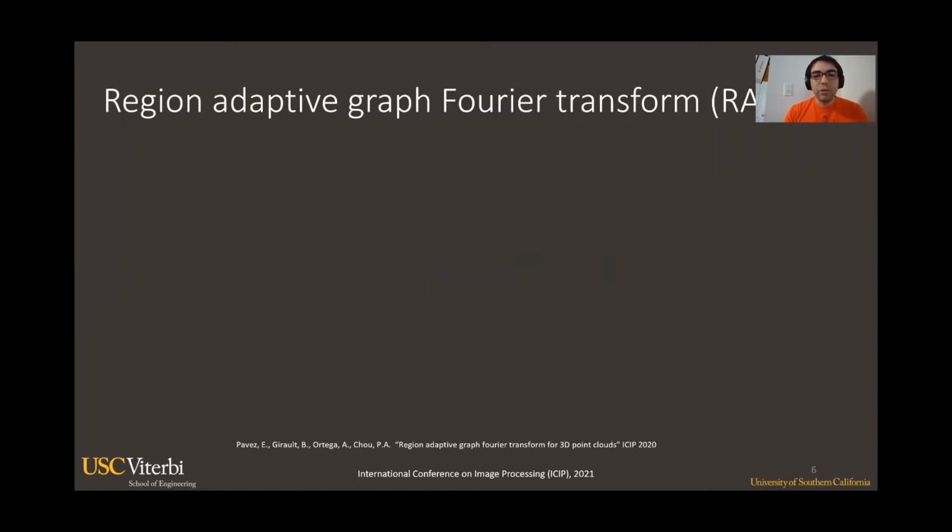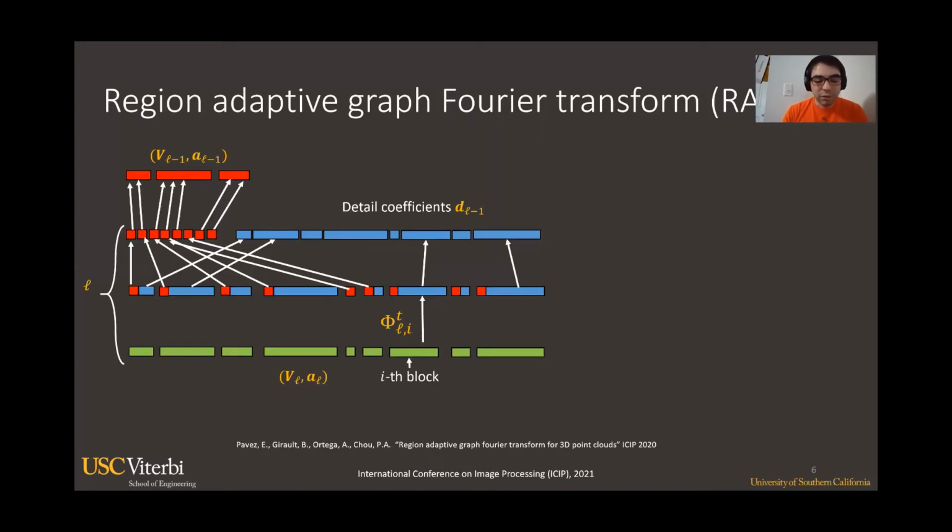In this work, we use the regional adaptive graph Fourier transform. This transform can be described as follows. It takes a point cloud and partitions it in different blocks. At each block, it applies a graph transform. This transform produces one low-pass coefficient per block and several high-pass coefficients. All the low-pass coefficients are gathered, as well as the high-pass coefficients. Then this process can be repeated again on the low-pass coefficients. The full regional adaptive graph Fourier transform applies this process several times.